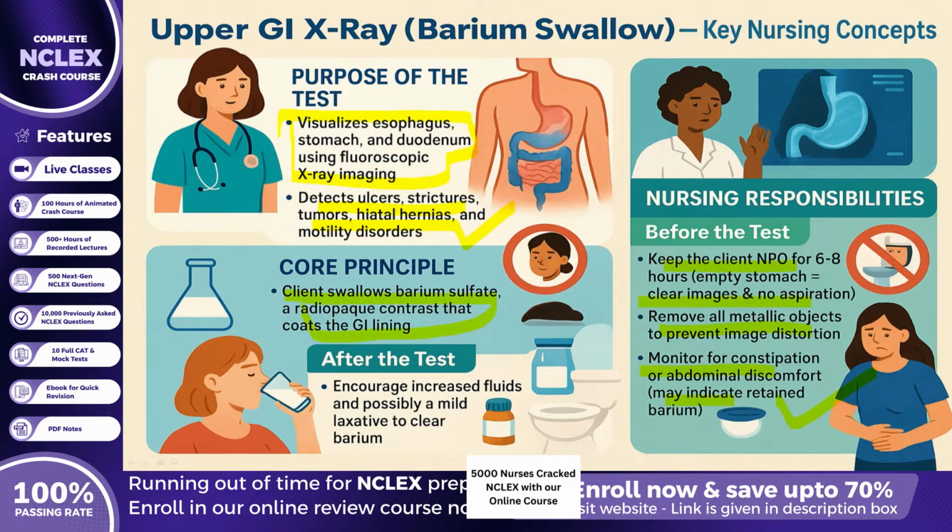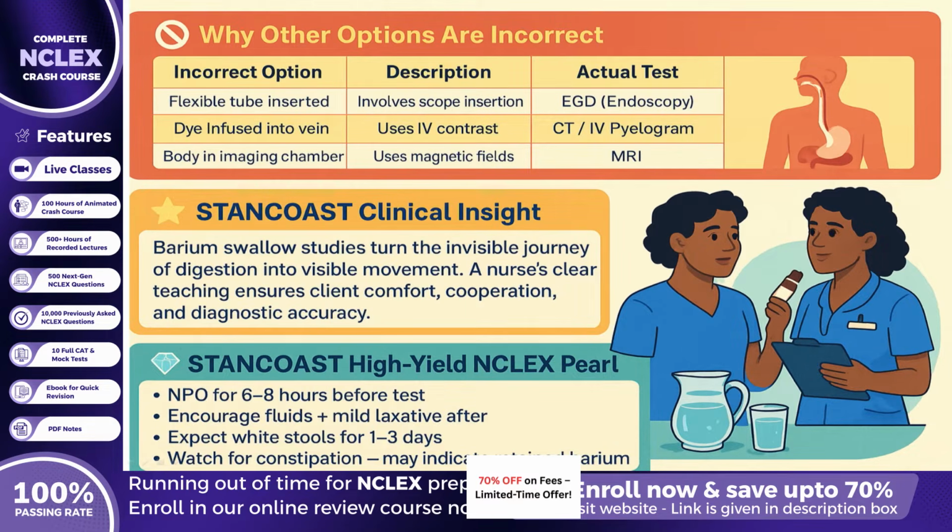Option 1, a flexible tube will be inserted into my stomach, actually describes an esophago-gastroduodenoscopy, EGD, which uses a flexible scope to directly view the gastrointestinal tract rather than using X-rays. Option 2, dye will be infused into my vein before the test, corresponds to procedures such as an intravenous pyelogram or CT scan with intravenous contrast, not a barium swallow, since the contrast here is swallowed, not injected.